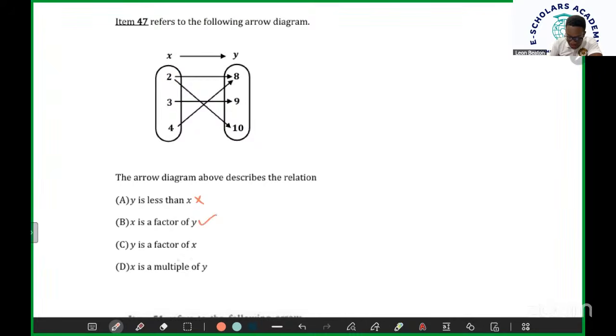Examine the other one. Y is a factor of X. 8 is not a factor of 2, so that can't work. X is a multiple of Y. The multiples of Y would be, for example, for 8, 8, 16, and so on. So this can't work. So the answer here is simply B. B is the answer.